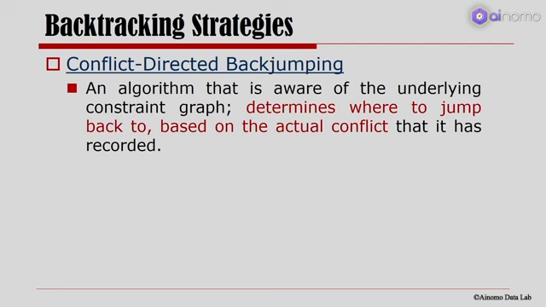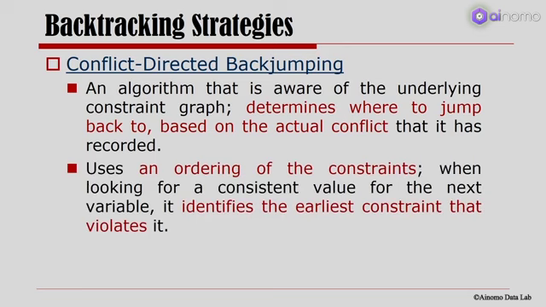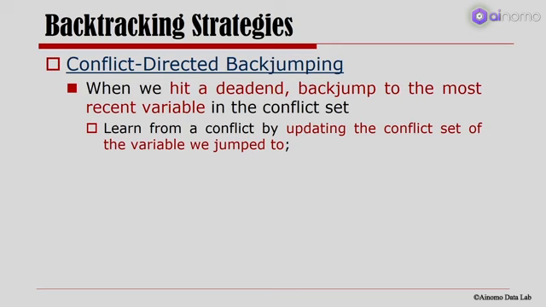It uses an ordering on the constraints and identifies the earliest constraint that is violated, and it maintains a conflict set for each variable, that is, a list of previously assigned variables that are related by constraint. When we hit a dead end, it back jumps to the most recent variable in the conflict set. Interestingly, it learns from a conflict by updating the conflict set of the variable we jump to.